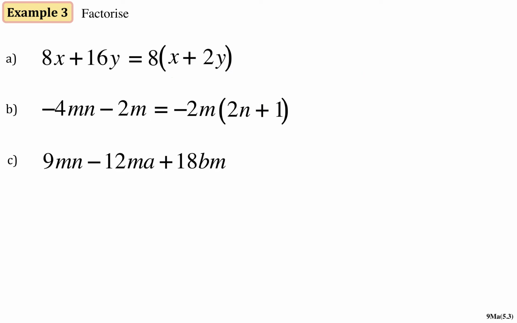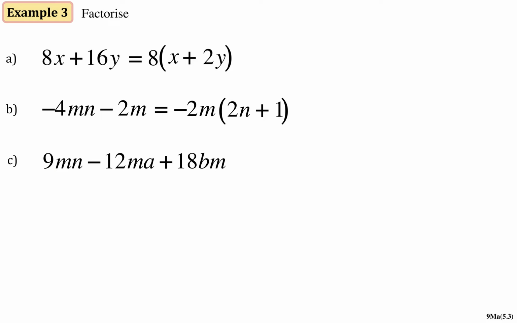Let's have a look at part C. Now we have 3 terms here, which means when we get our bracket, there'll be 3 parts in it. That's okay. Let's look at the numbers. What number goes into 9, 12 and 18? The highest common factor. Well, 9 goes into 9, 9 goes into 18, but 9 doesn't go into 12. 3 is the biggest number that goes into 9, 12 and 18.